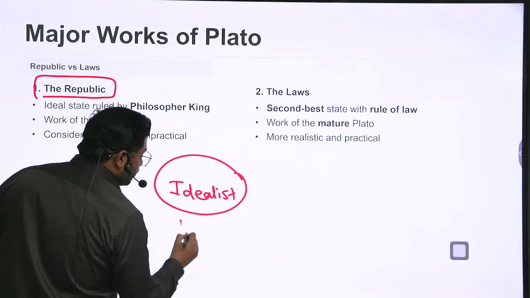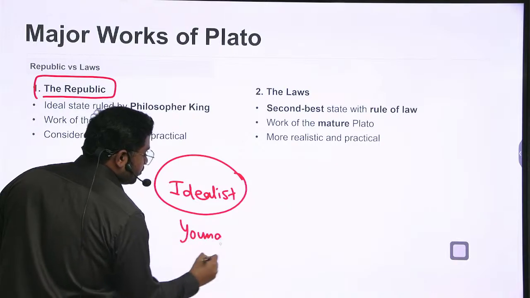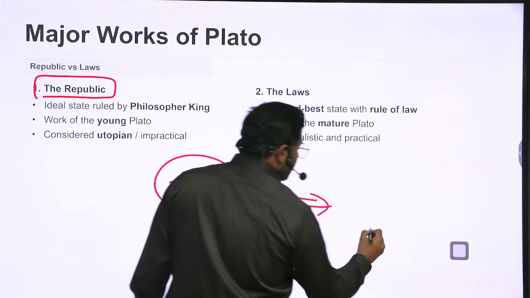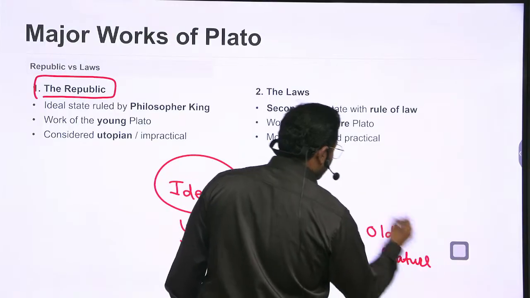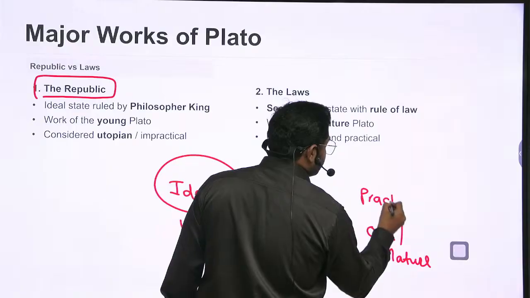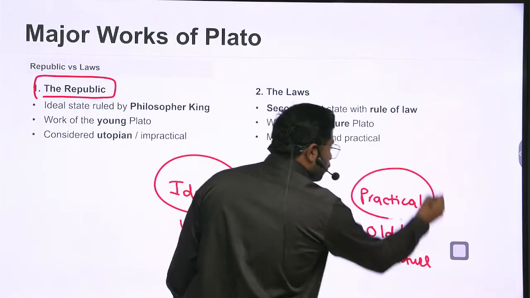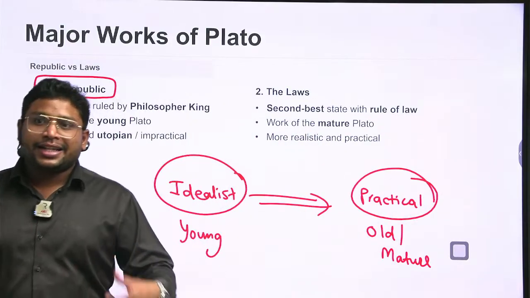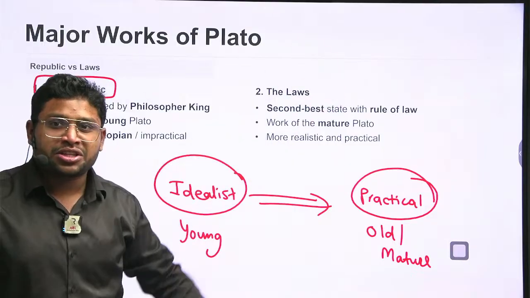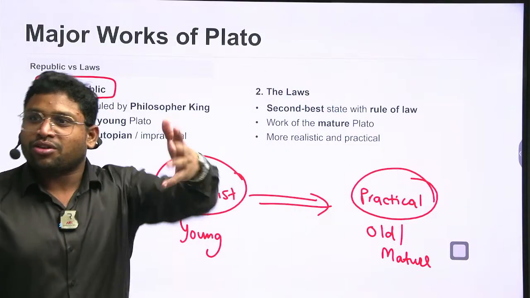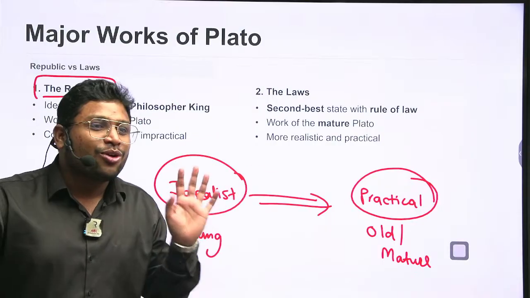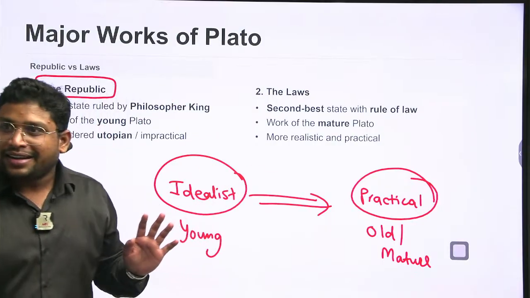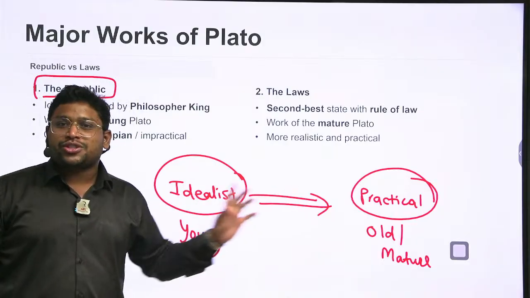Rather, can I say, we are more idealist when we are young. And by the time we become old or mature, we become a little practical. Yes or no? Even you people might be having many idealist thoughts right now. Sir, world should be like this. Sir, this is wrong, this is wrong, this is wrong. But look at your parents. They are like, arey, aisa hi hota hai. This is how the world works. Right? So this is the transition most of us go through.